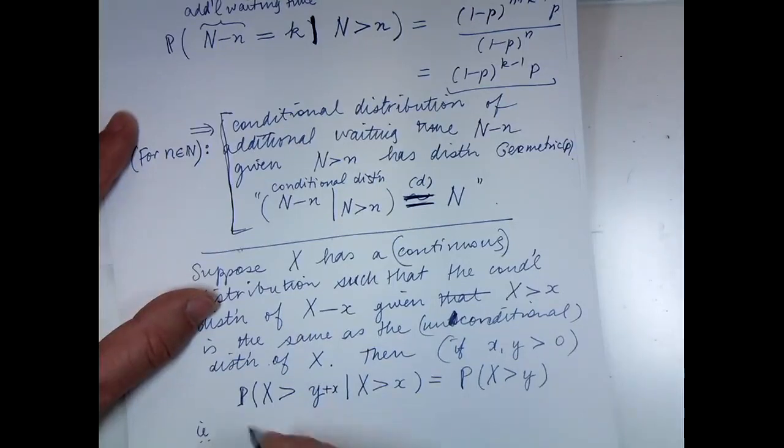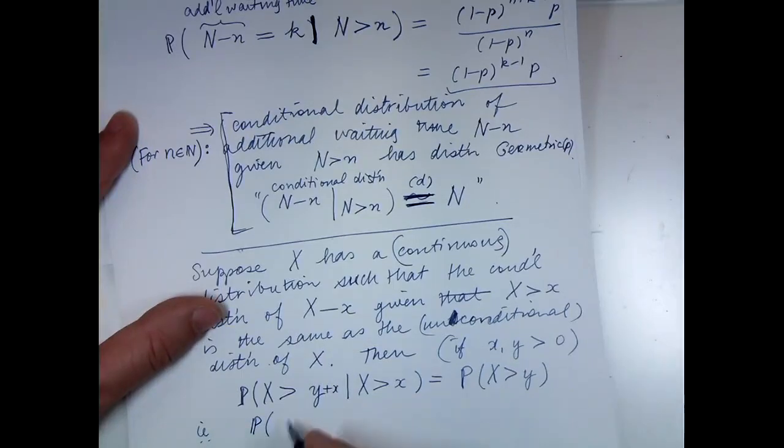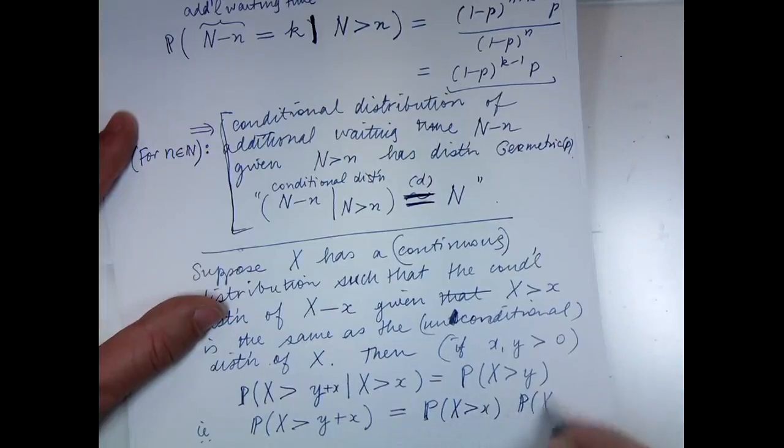Now let's just expand all this out. This is, of course, a ratio. First, you'll have the probability that X is greater than y plus x, intersect X bigger than x. But of course, these are both waiting times, so this event is a sub-event of that event, and I don't need to intersect. This is divided by the probability that X is greater than x, and equals the probability that X is greater than y. So I'm now going to cross-multiply and put that on the right-hand side: the probability that X is greater than x times the probability that X is greater than y.